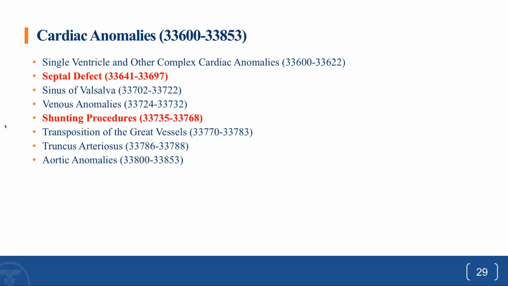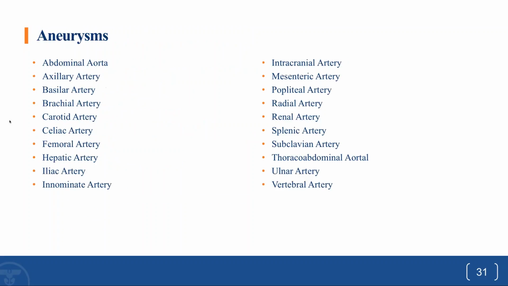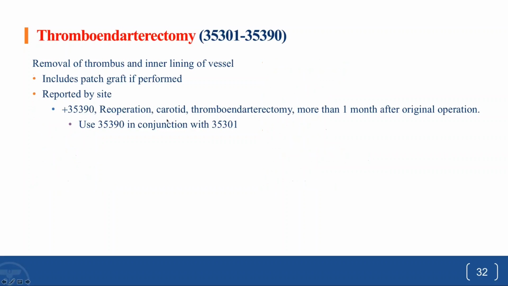And as you can see, the difference between 33750 through 33762 is the path. With 33750, you have subclavian to pulmonary artery. And then 33755 is ascending aorta to pulmonary artery. And 33762, descending aorta to pulmonary artery. Not going to need that one. And these are just letting you know the various arteries where the aneurysms can occur.